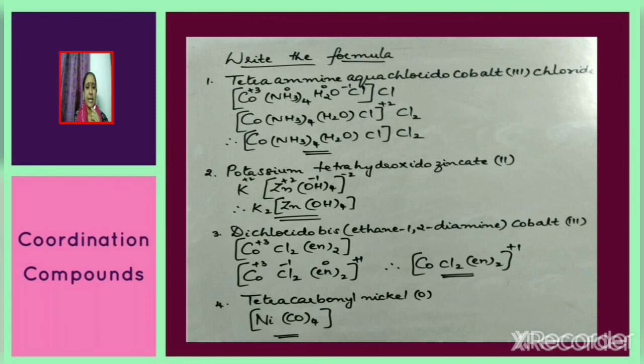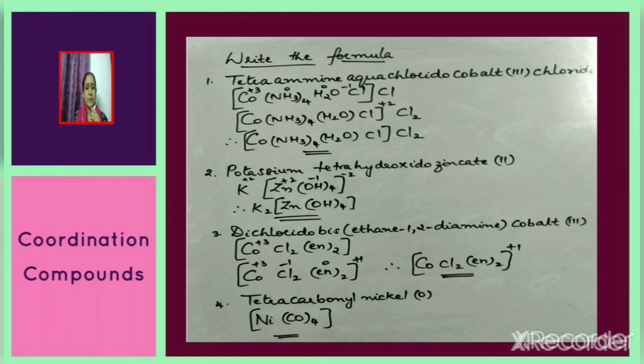Cobalt(III) shows that the oxidation number of cobalt is +3. Chloride means chlorine is present outside the coordination sphere. So knowing the oxidation number of cobalt and the ligands, we can get the final formula as [Co(NH3)4(H2O)Cl]Cl2. Now consider potassium tetrahydroxidozincate(II).